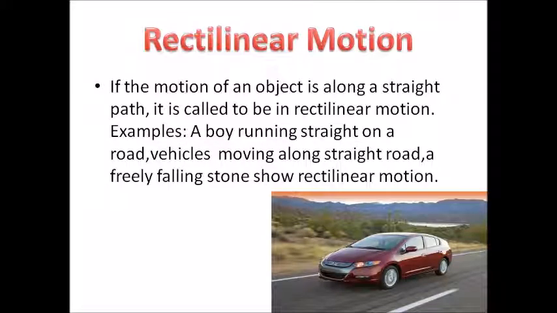Now there are two types of translatory motion: rectilinear motion and curvilinear motion. Rectilinear motion means when an object is moving along a straight path, you call it rectilinear motion. Example, a boy running straight on a road, a car moving on a straight road, a child sliding down a slide, and a free falling stone are in a state of rectilinear motion.